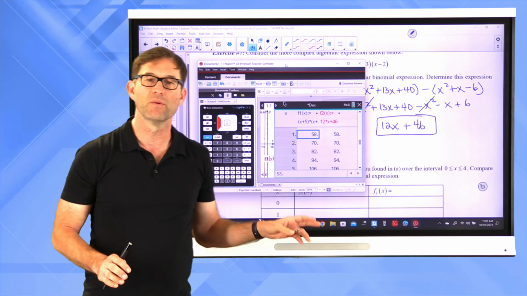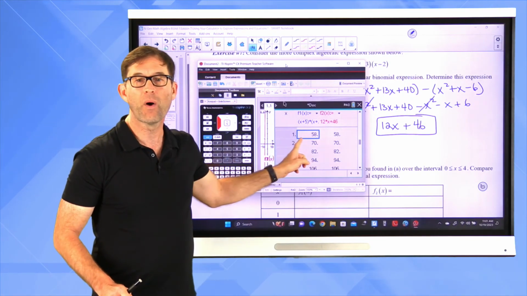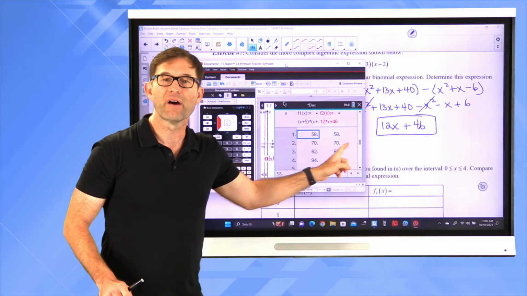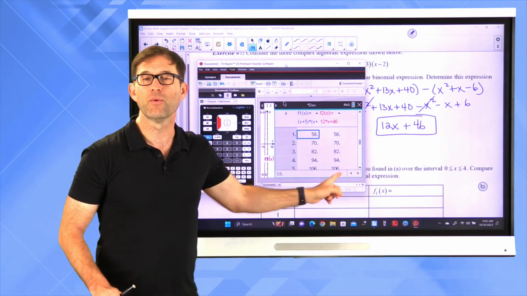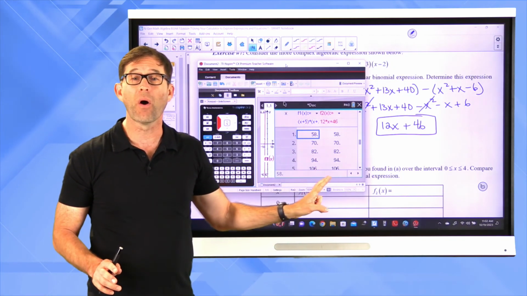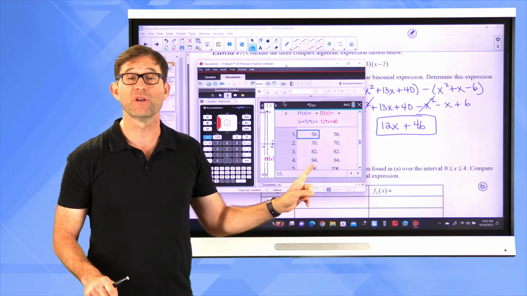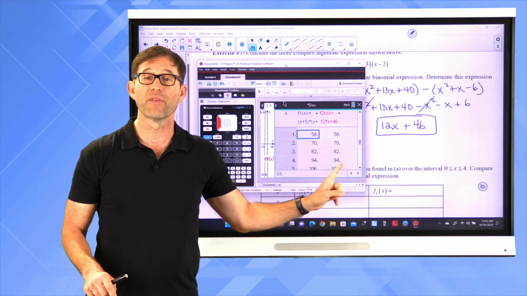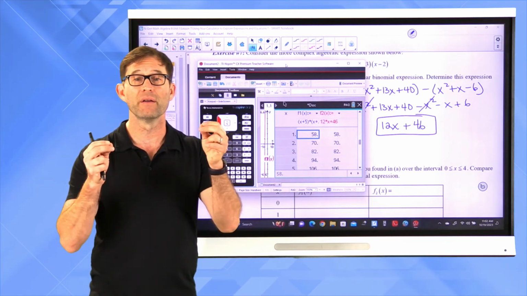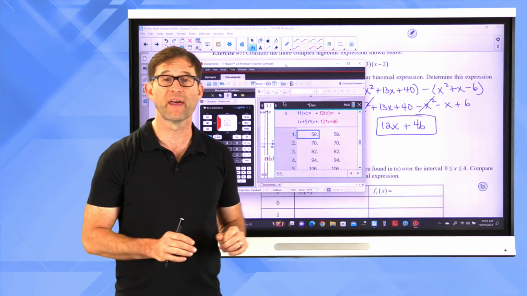So what we can now see is that when x is equal to 1, the two y values are the same, 58 and 58. When x is equal to 2, the two y values are the same, 70 and 70, 82 and 82. And look, the point here is not what these values are. The point is, whatever I'm getting for this really complicated expression is exactly the same as what I got for the very simple expression, which means that the two expressions are equivalent. That is the whole point and what we're trying to get at here.